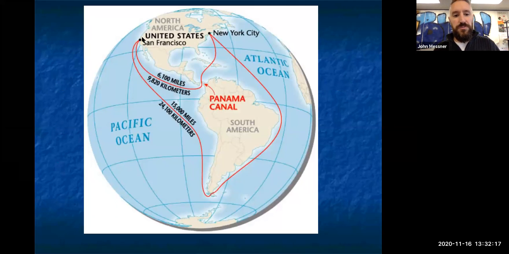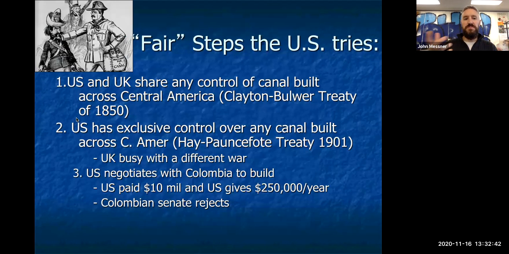So you see, if we had the Panama Canal, which cut through Panama, it would decrease the travel time by 2/3. Instead of going all the way around South America to get from coast to coast of America, which you could do by train too, but it's a lot easier to go via water, this is going to cut that route by 2/3. So you can see there's just a major reason to want this land to build a canal. And so we're going to try some fair steps.